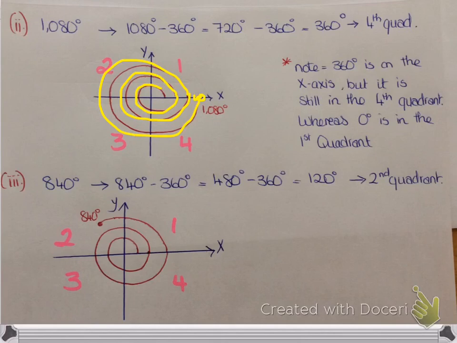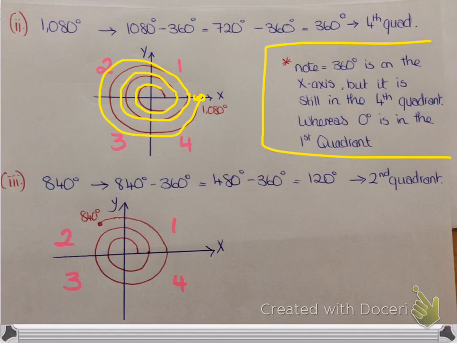And I have a little side note here, just to read for yourself. 360 degrees is on the x-axis, but it's still in the fourth quadrant. Whereas if you landed at 0 degrees, that's in the first quadrant. You'd be starting again from the first quadrant, so just be mindful of that. 360 degrees is on the x-axis, but it's still the fourth quadrant.